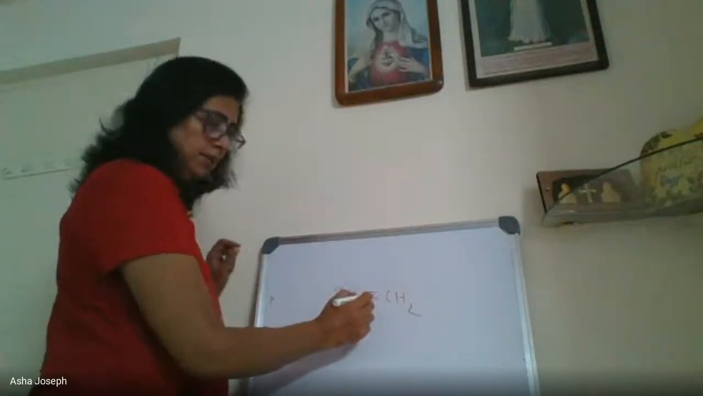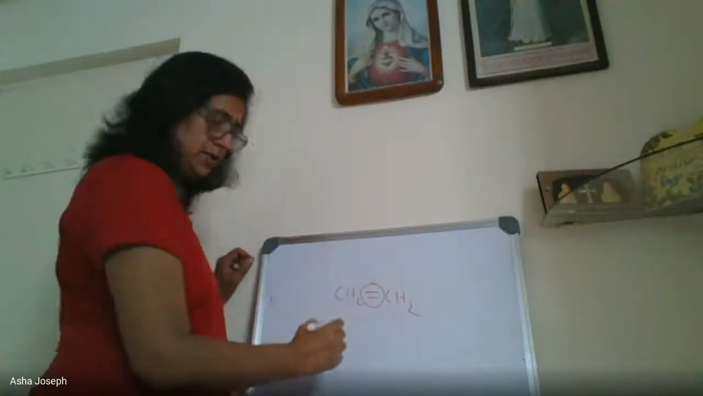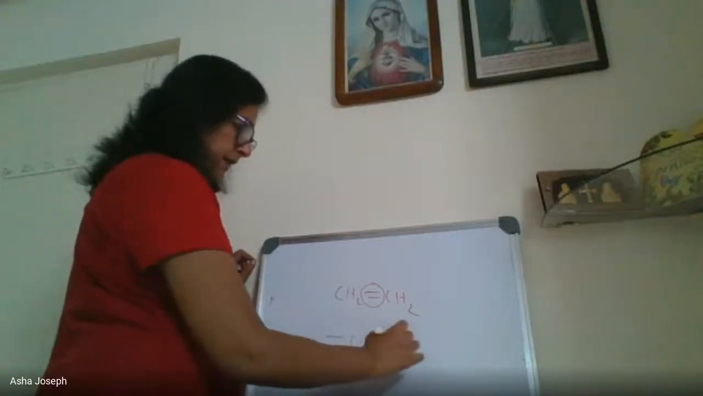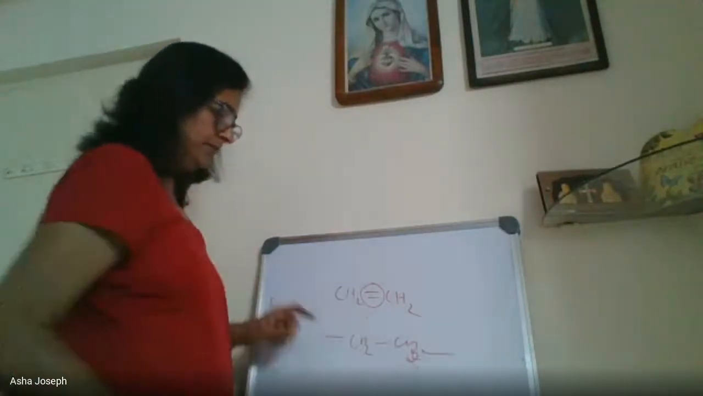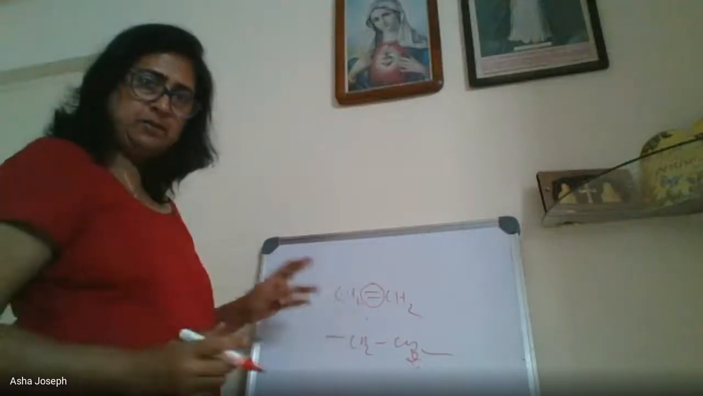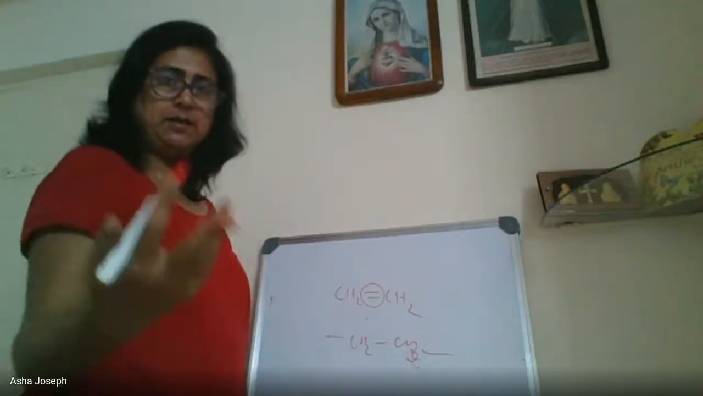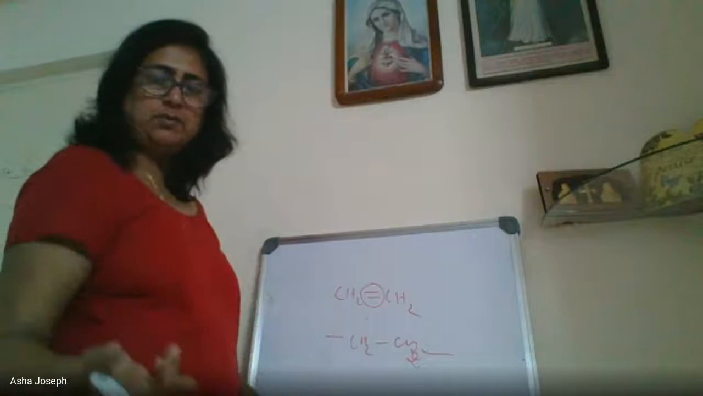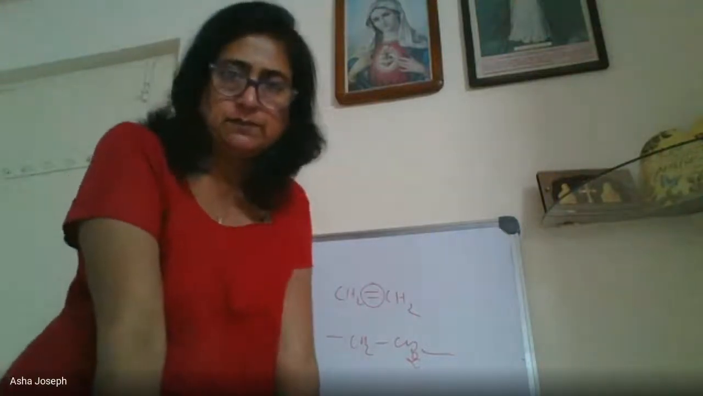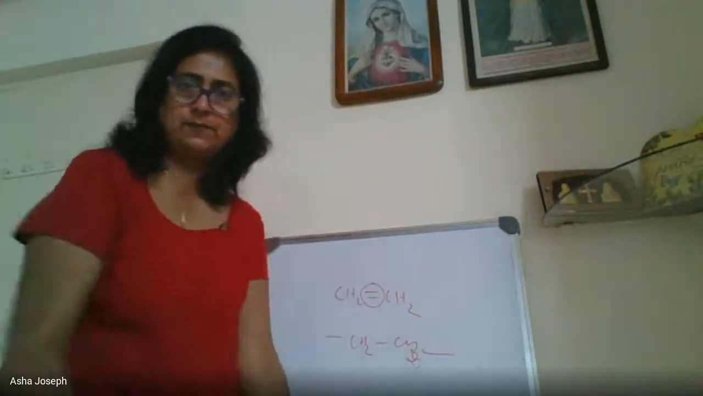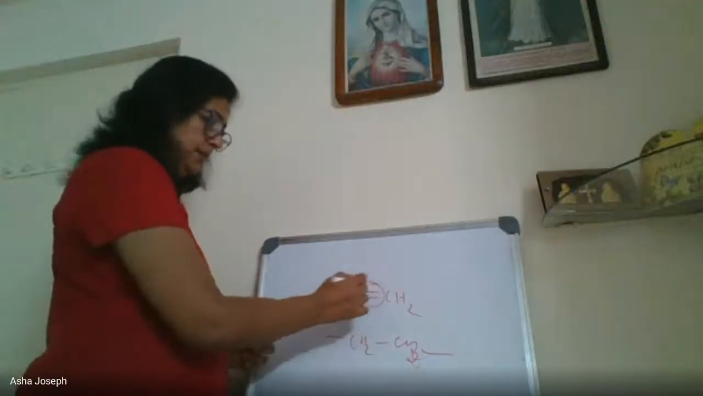We will remove this double bond and the binding site is only 1, no? So if 2 functional groups are there, binding site will be 2. If 2 double bonds are there, binding site will be 2. Understood? This is the binding site. Okay, got it. So that is about the polymer chapter. Any doubt in this? We will go to the next chapter.